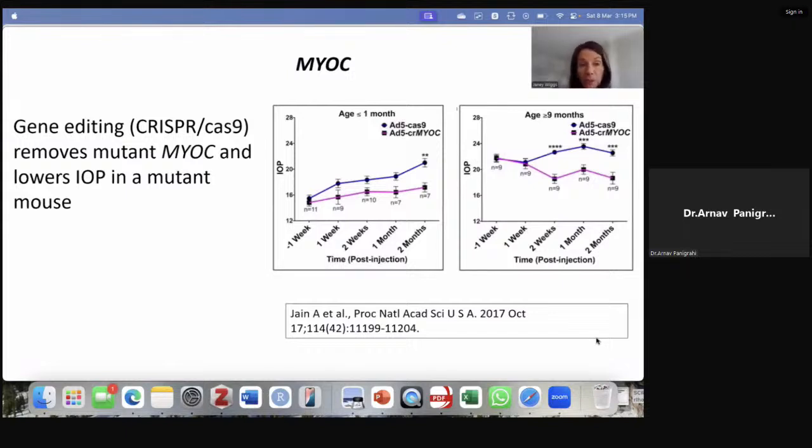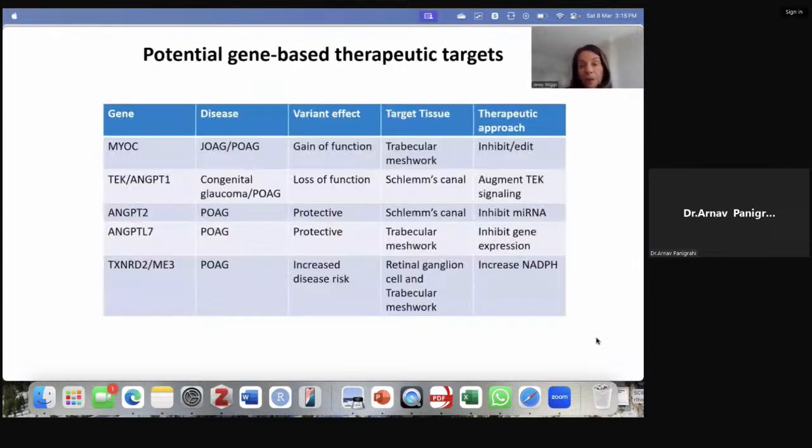Recently, in the last few years, it's been shown that gene editing using CRISPR-Cas9 can remove mutant myocilin and can lower intraocular pressure in a mutant mouse. So this kind of therapy could potentially be developed for humans with myocilin mutations. There are a number of other gene-based therapeutic targets that have been entertained over the last couple of years, including TEK and angiopoietin-1, angiopoietin-2, angiopoietin-like 7, and TXNRD2 and ME3.